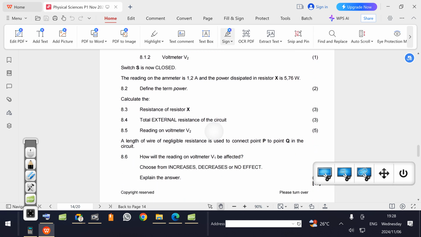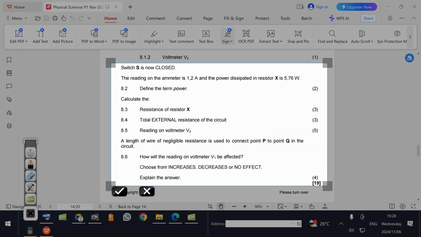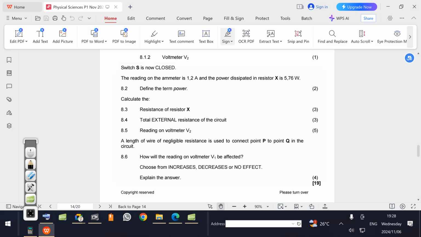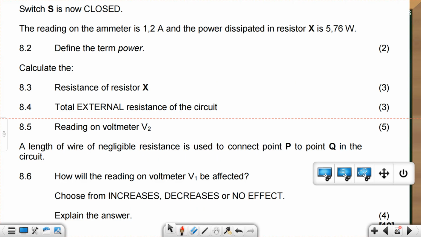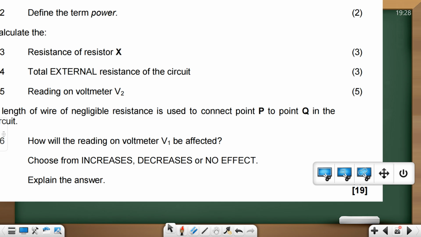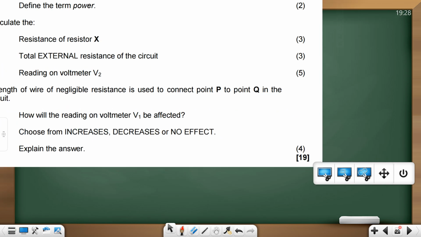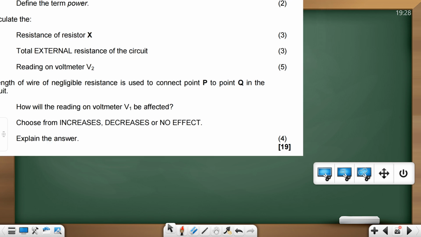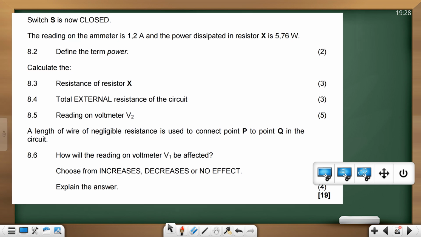Oh, 19 marks. All right, they said switch S is now closed. Let's walk through. Okay, so I'm going to be going forth and back in the question. I'm glad I don't have to do the first one. What is power? All right, the work done per unit what? Time. All right, switch S is now closed.